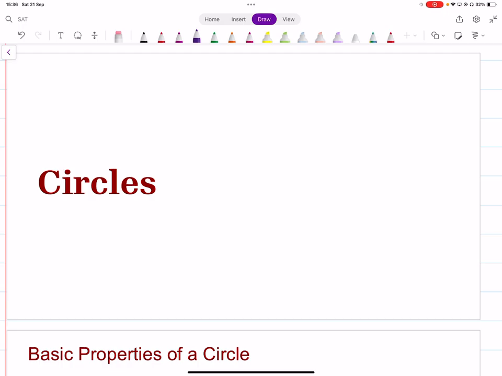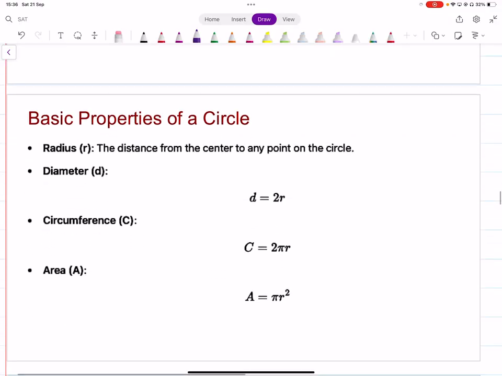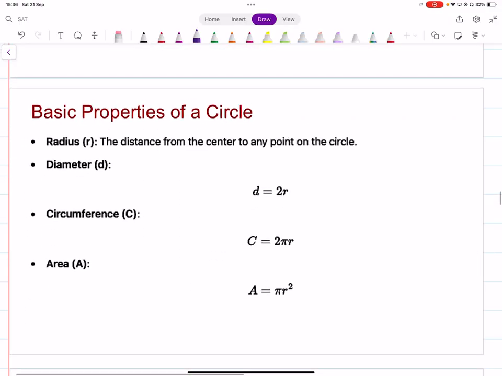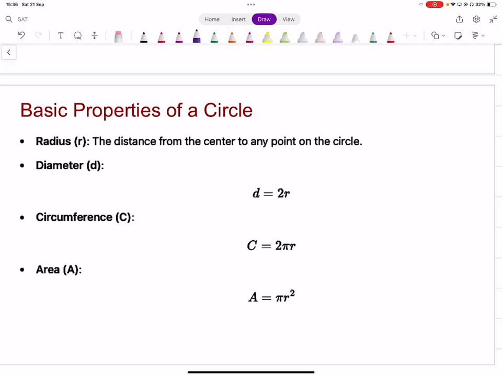Okay, let's start with our next topic, which is circles. Some basic concepts that you need to know of: how to find the circumference of a circle, 2 pi r, area of a circle, pi r square, diameter is two times the radius, right?